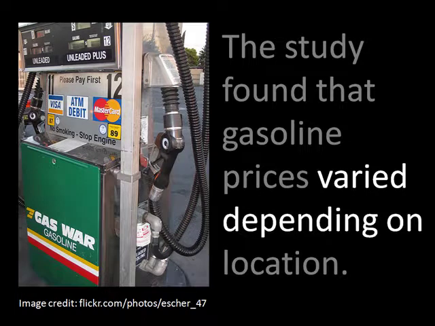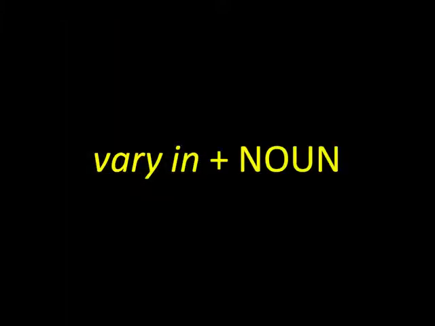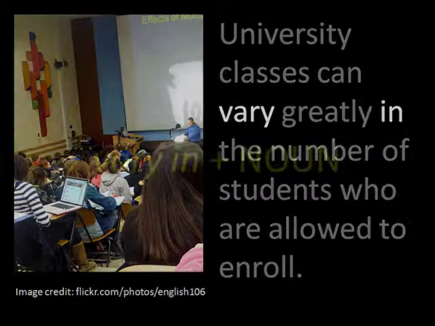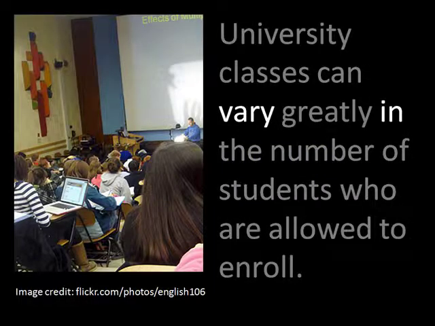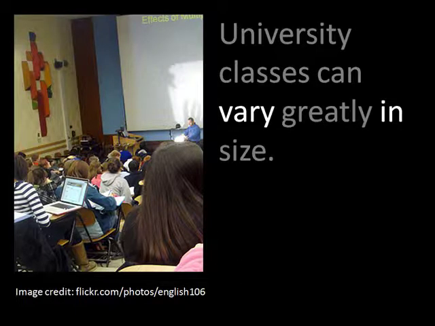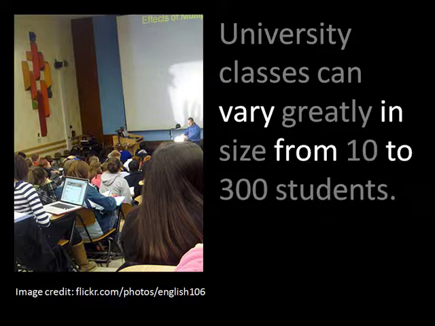One more thing, vary is also often followed by the preposition in plus a noun or noun phrase, which together represent the specific quality or feature of the thing that varies. And an example here would be, university classes can vary greatly in the number of students who are allowed to enroll. Or more simply, we could say university classes can vary greatly in size. And then we could use the from blank to blank phrase to give information about the range in size. For example, university classes can vary greatly in size from 10 to 300 students.